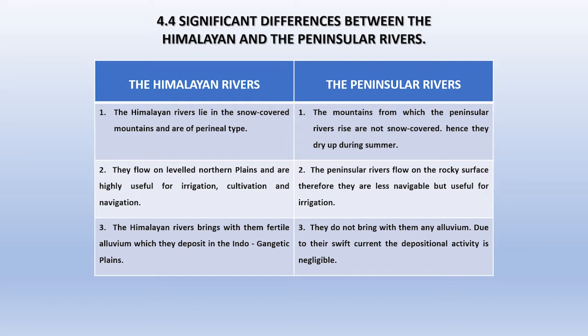The Himalayan rivers bring with them fertile alluvium which they deposit in the Indo-Gangetic plains. The peninsular rivers do not bring with them any alluvium. Due to their swift current, the depositional activity is negligible.